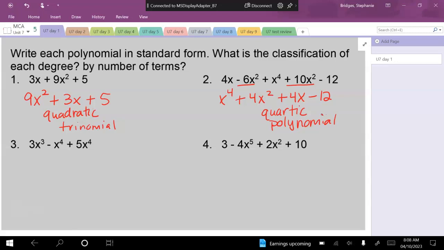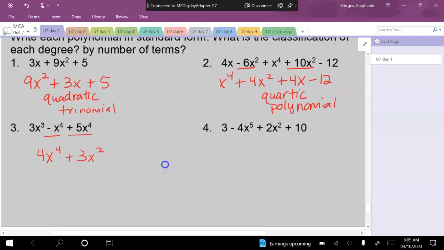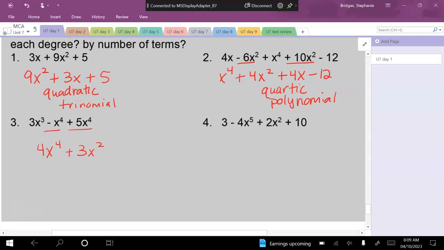All right, number 3. What's my highest degree? 4, and I have 2 of those. I have a negative 1x to the 4th and a positive 5x to the 4th, which would give me a positive 4x to the 4th. And the only other term I have is an x to the 3rd. There's nothing to combine it with, so I'm going to bring it down. Now, again, my degree is 4, so we call that a quartic. And this time, how many terms do I have? 2, so that's called a binomial.